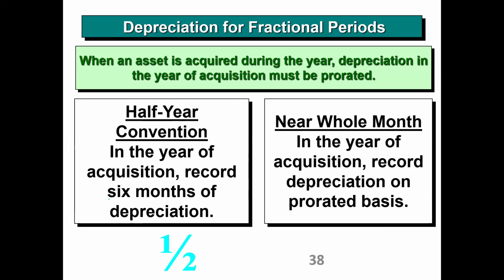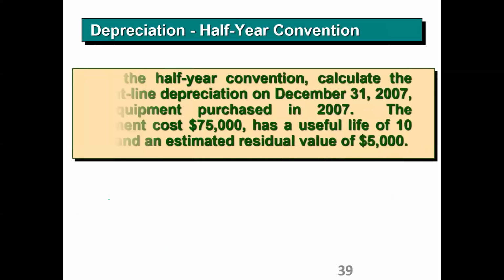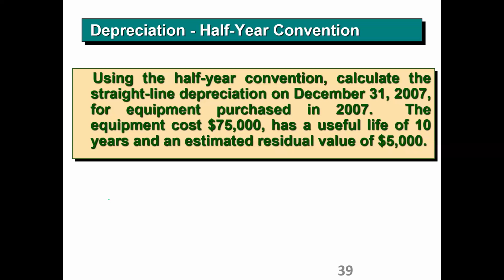In the half-year convention, in the year of acquisition, we record depreciation expense for 6 months. We ignore the date of purchase and we just straight away record depreciation expense for 6 months. Even for an asset which is purchased in February, we'll record 6 months of depreciation. And even if an asset is purchased on 1st of December, we'll record depreciation for 6 months under the half-year convention method. So now in this example, we have to use the half-year convention and straight line method.